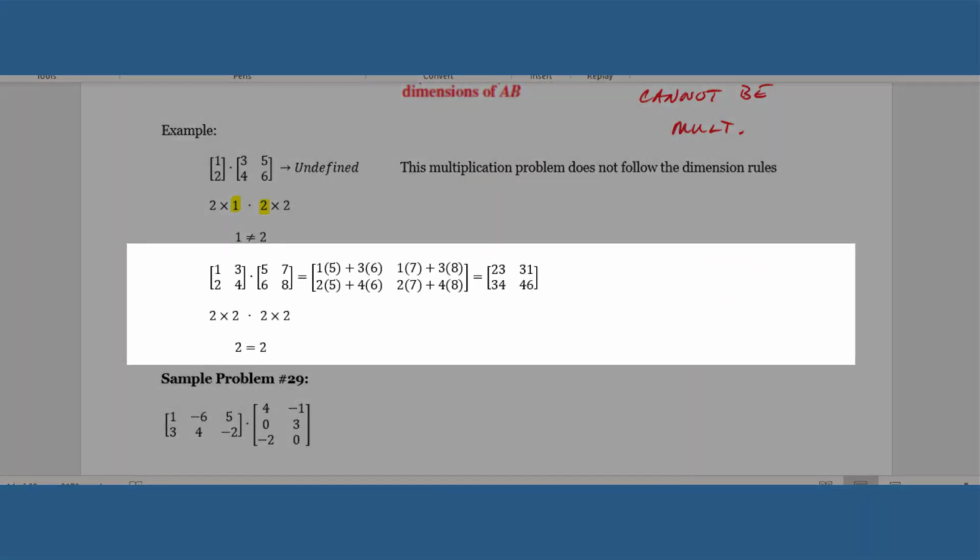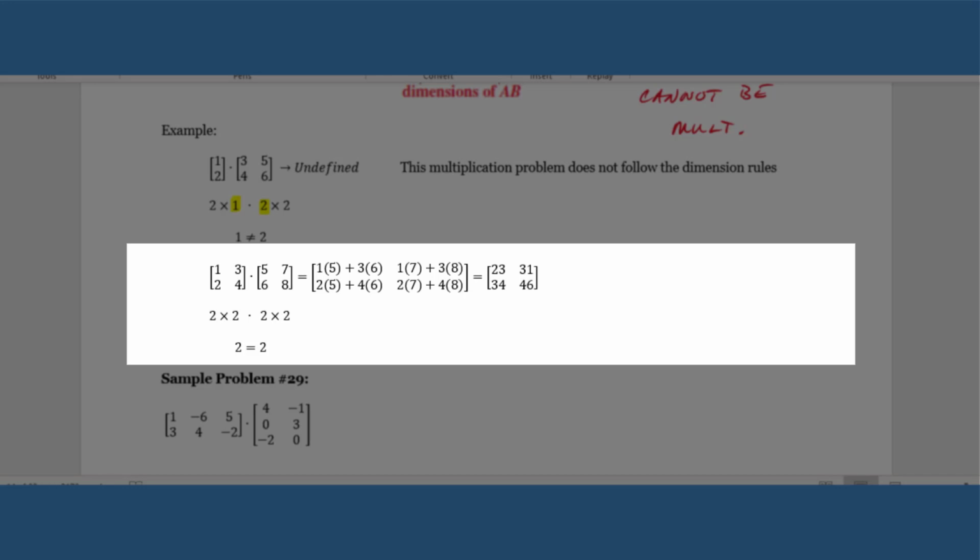On the second example, however, we do have a 2 by 2 times a 2 by 2, and so the resulting matrix should also be a 2 by 2, because we can see that these outside dimensions create a 2 by 2 matrix. So this checks off. This tells us that we can multiply them, and then we get the resulting matrix. Now let's talk about how we're going to do this.